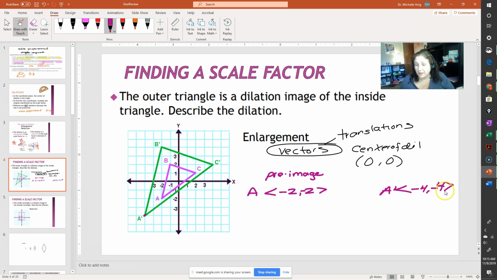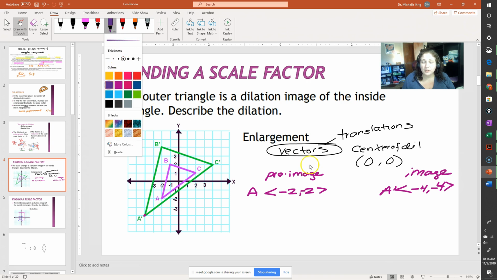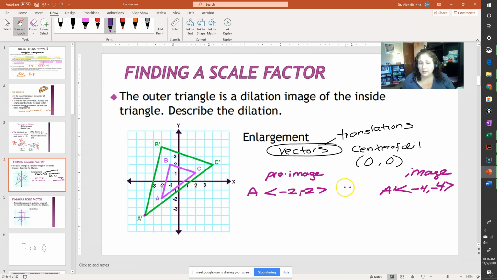So really, when I'm trying to find what the dilation or scale factor was, this is our image. The cool thing is the middle part. All we need to do to find the scale factor is just divide one of these numbers by the other. So to find my scale factor, I'm just going to divide my image, -4, by my pre-image, -2, and get a positive scale factor of 2.